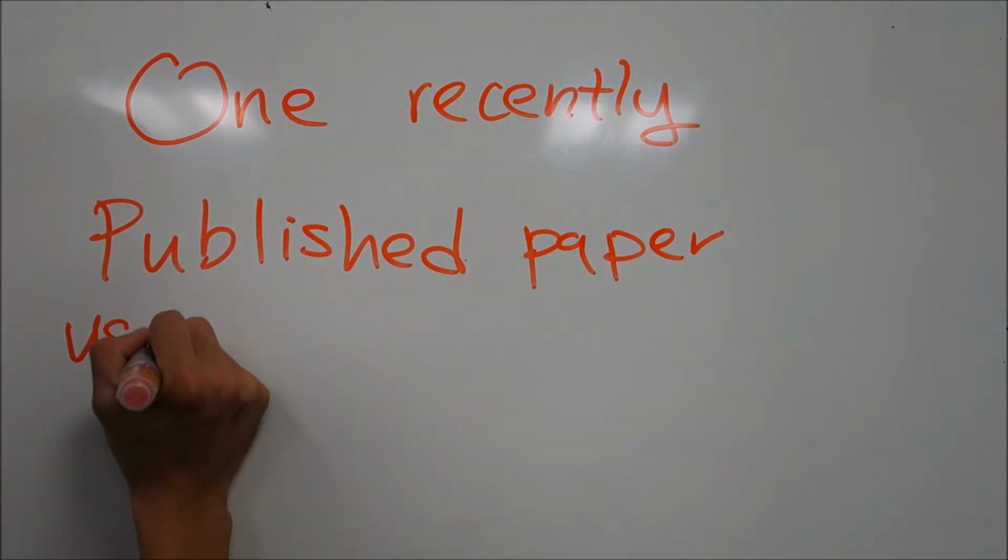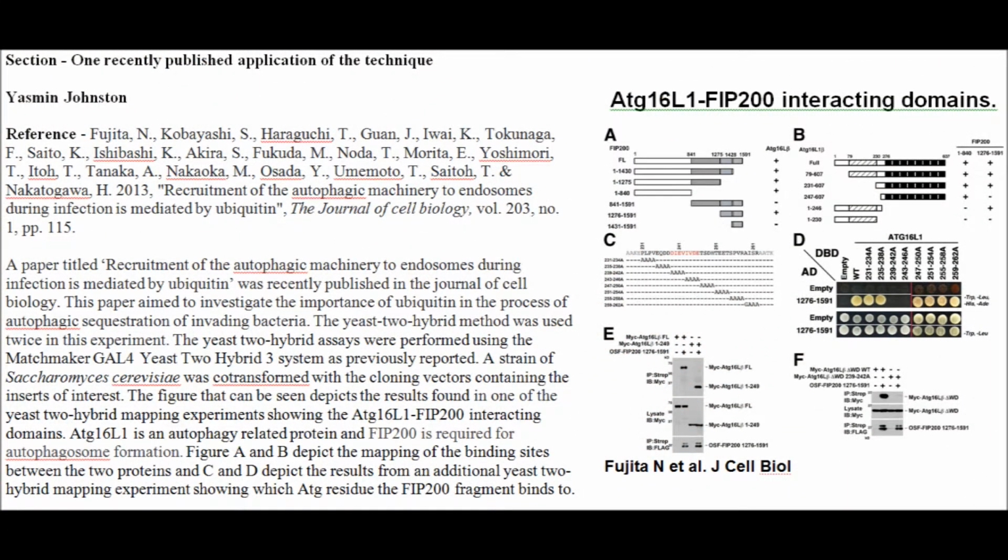A paper titled "Recruitment of the Autophagic Machinery to Endosomes During Infection is Mediated by Ubiquitin" was recently published in the Journal of Cell Biology. This paper aimed to investigate the importance of ubiquitin in the process of autophagic sequestration of invading bacteria. The yeast-2 hybrid method was used twice in this experiment.